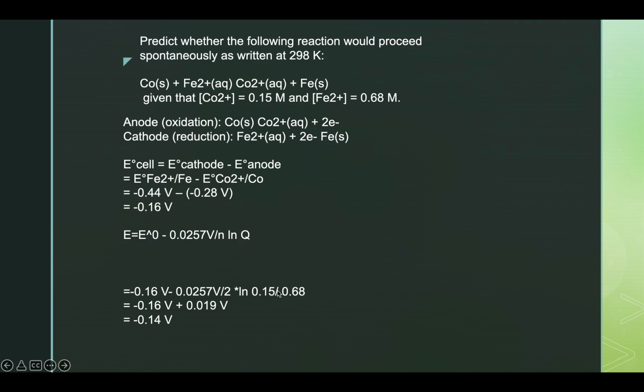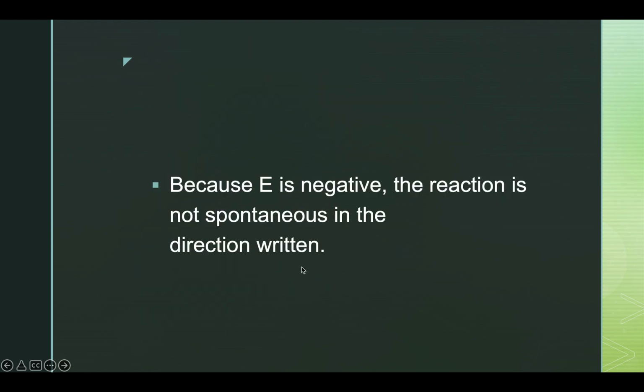That's your Q, which is the value you get when you divide these two and multiply by ln. So you get these two values. You get 0.14 volts. I have no idea why this showed up so late, which is a simpler version of what I was saying. Because E is negative, the reaction is not spontaneous in the written direction.